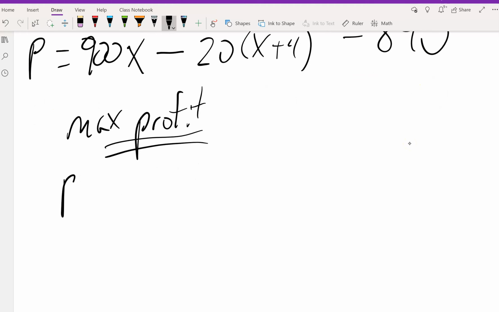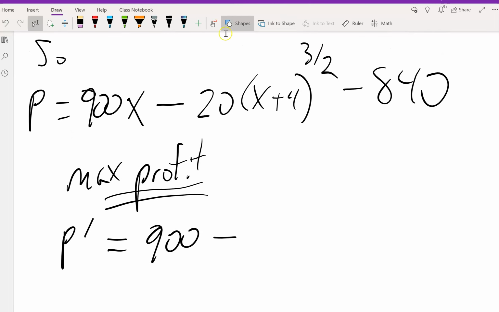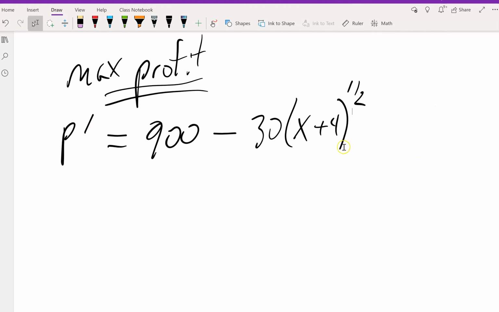So if I wanted maximum profit, I would take the derivative of this thing, which I'm doing pretty quickly. Derivative of 900x is 900. Derivative of this is a chain rule. Bring the 3/2 down. Oh, what do we get there? We get 30 times (x plus 4) to the 1/2. Derivative of the inside is 1, so I can multiply by 1. That's a good chain rule. Derivative of 840 is 0, so now there's your derivative. We will set this equal to 0 because that's where critical points occur, and then we solve.